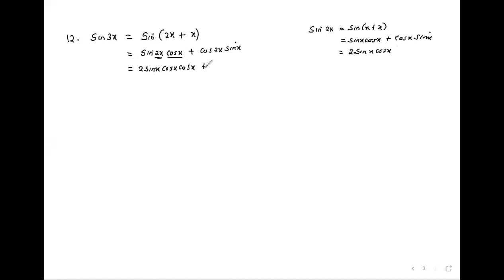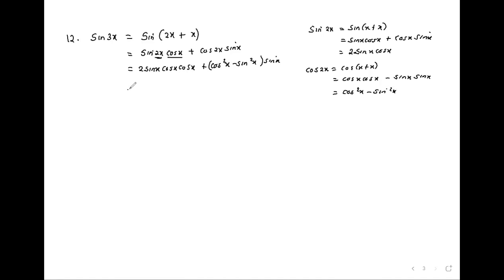Plus the cos 2x, again we do the expansion. Cos 2x is the same as cos of x plus x, which is cos x cos x minus sin x sin x. So we get cos squared x minus sin squared x. So that here we have cos squared x minus sin squared x times sin x.